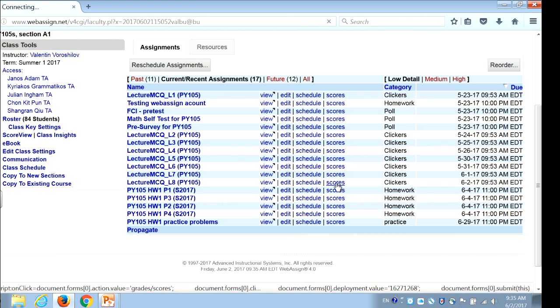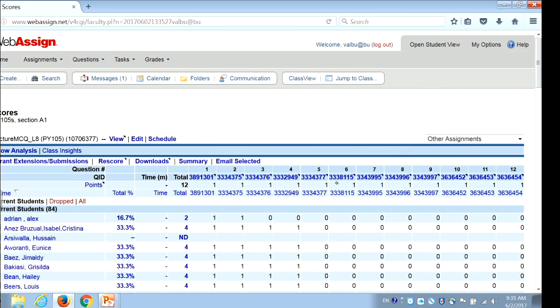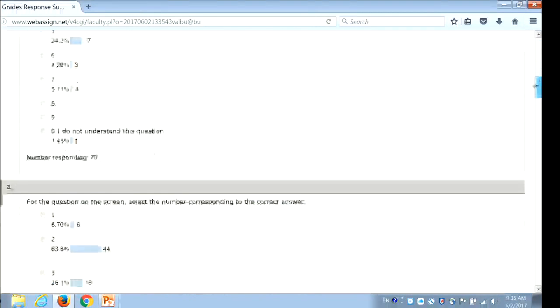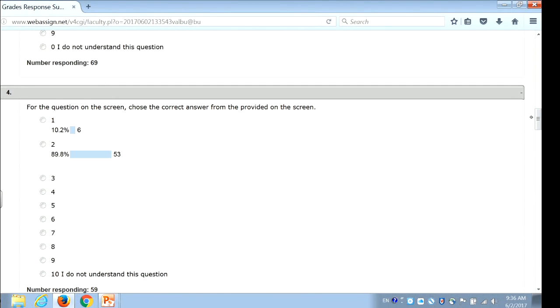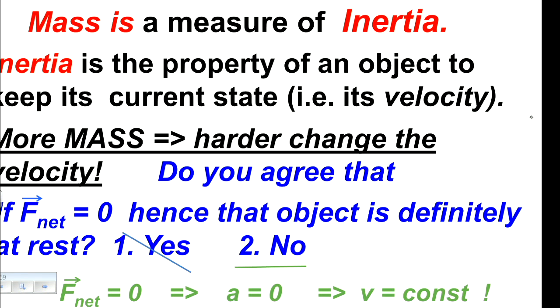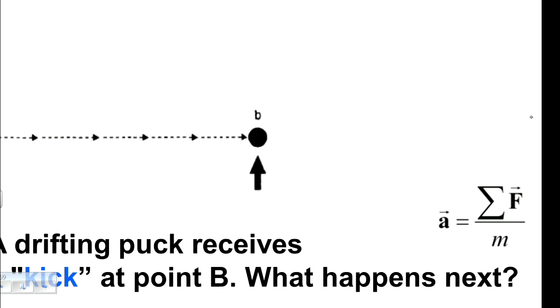So now we go to summary. Now we go to question 4. Very good. I'm glad. I've seen different distributions, but now the no is the correct answer. If net force equals 0, that only means acceleration equals 0. But if acceleration equals 0, it doesn't mean velocity is 0. It means velocity is just constant. So very important point.